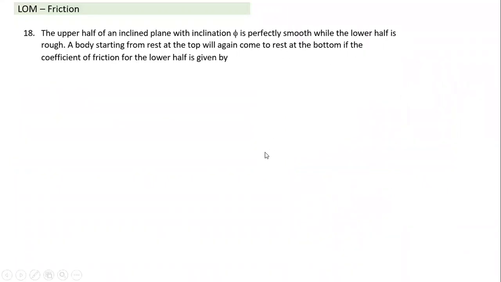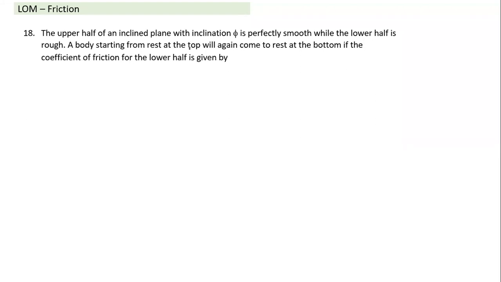Now let's go to the next question. You can all read the question and then we'll go about solving it as well. See, this is a question again: upper half of an inclined plane with inclination of phi. So the angle of inclination is given. The upper half is perfectly smooth, while the lower half is rough. So there are two parts here, halves. Bodies start from rest at the top.